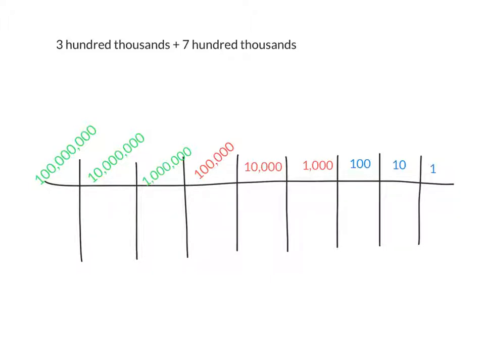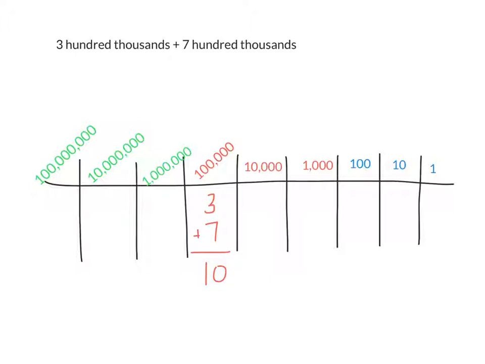In this question, it's asking me to add 300 thousands to 700 thousands. So I have to find the 100 thousands column, which is right here. I have to add 300 thousands, and then add another 700 thousands. So if I have 300 thousands and then I add 7 more 100 thousands, how many 100 thousands do I have altogether? What's 3 plus 7? Everyone? 10. So altogether I have 10 100 thousands. That's one way to say the answer.